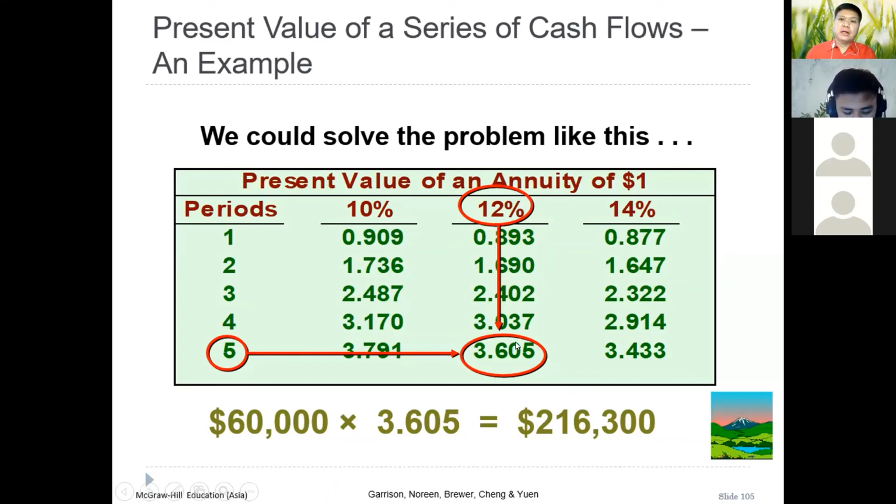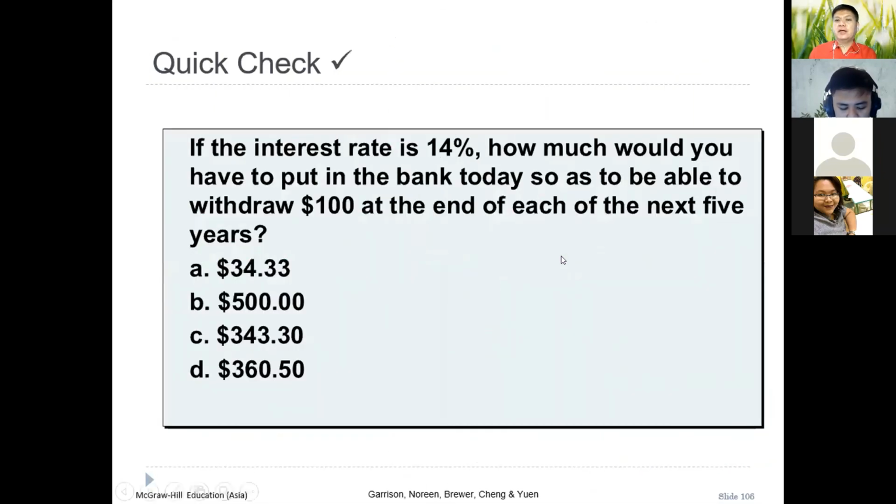Like for example, you're paying a condominium unit, or may binili kang lot from the subdivision companies or real estate companies. Let's say, for example, you're paying 60,000 per month for 5 years. So you paid all in all 300,000. Pero hindi lahat yung 300,000 principal yon. No? Kasi ang value lang talaga nun is 216,300. So the difference between 300,000 and 216,300, that's actually just your interest. Okay? So let us have another quick check.